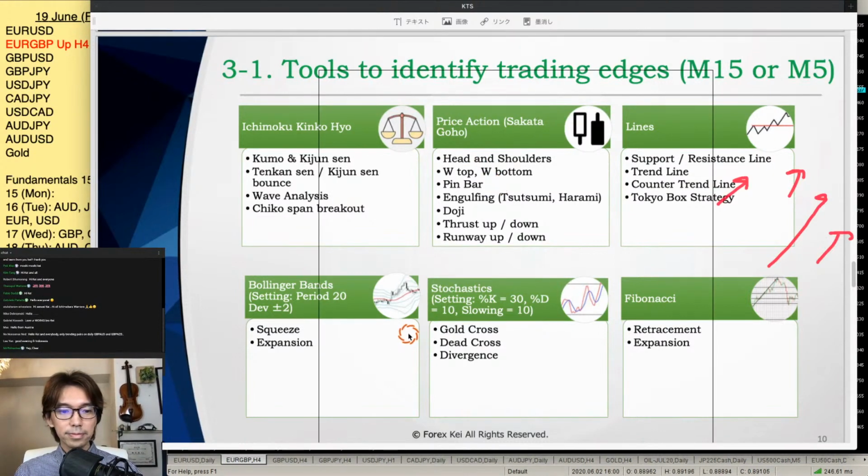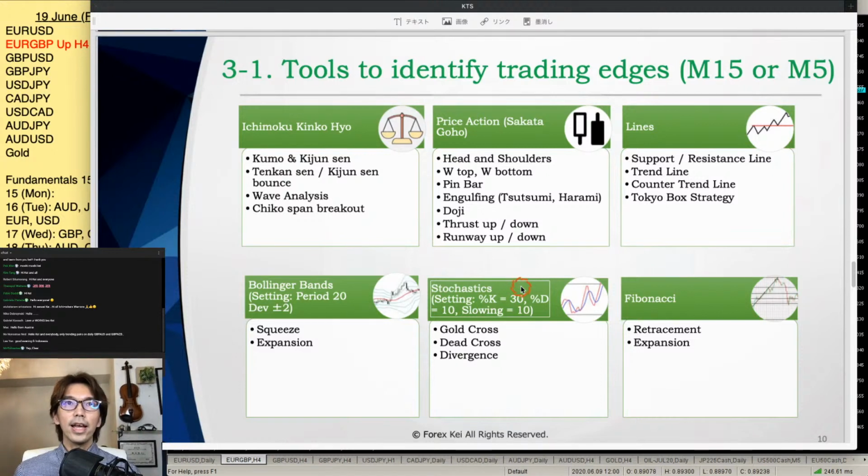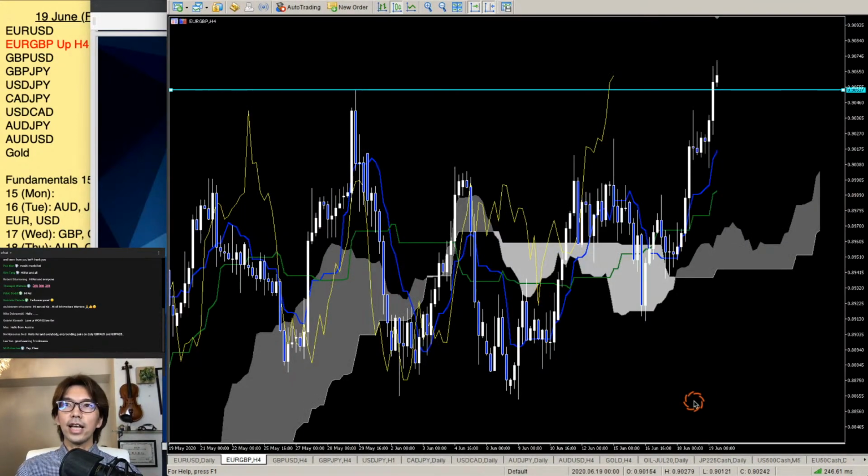I already talked about a couple of these indicators, and I will be talking about this divergence today on stochastics. So here is my setting of the stochastics. I use percent K 30, percent D 10, and slowing 10. And this is my favorite setup on this stochastics. So it is actually down here.